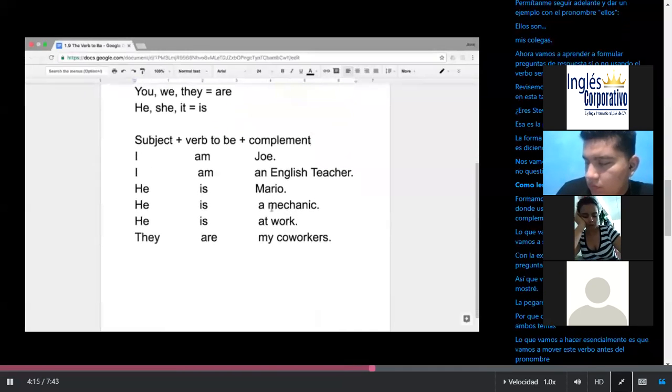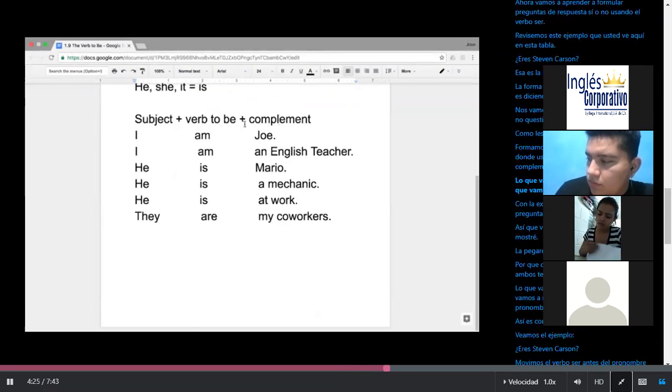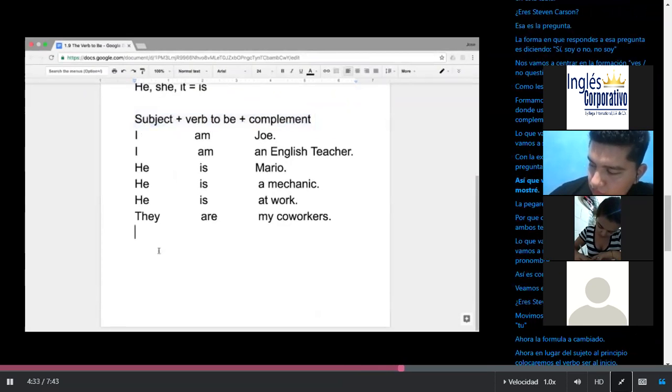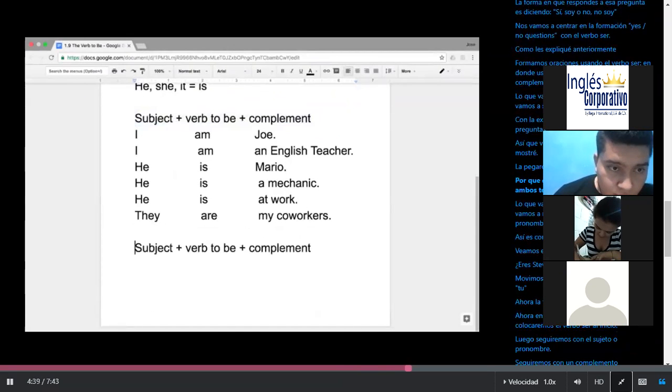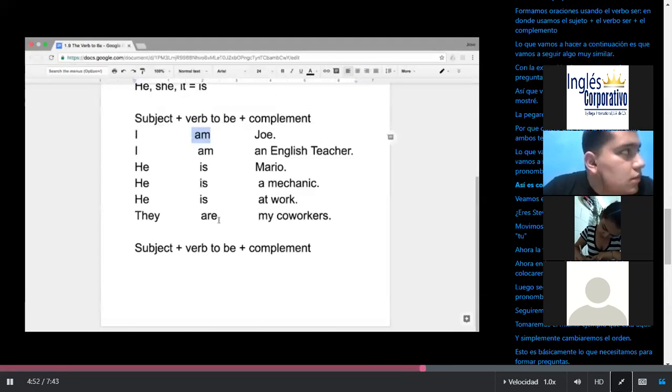As I explained previously, I'll show you how to form statements using the verb to be, where we use the subject, the verb to be, and the complement. What we're going to do next is follow something very similar, with the exception that we're going to form questions. So I'm going to copy this formula and paste it here because I want you to see the relation between the two. What we're going to do essentially is move this verb to be before the pronoun. Okay, so we're going to move this verb to be before the pronoun, and that's how you form questions.